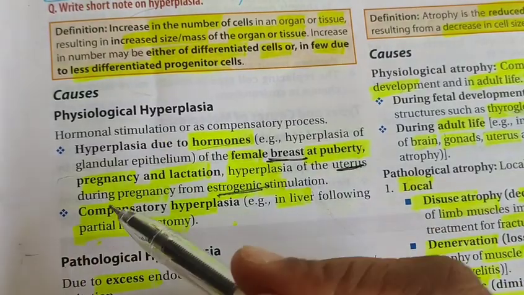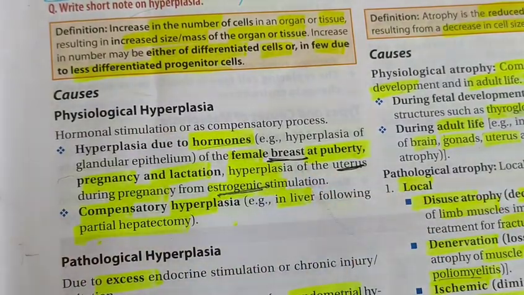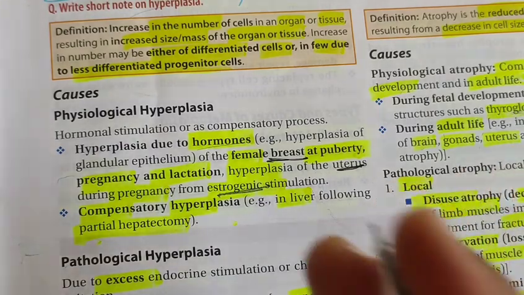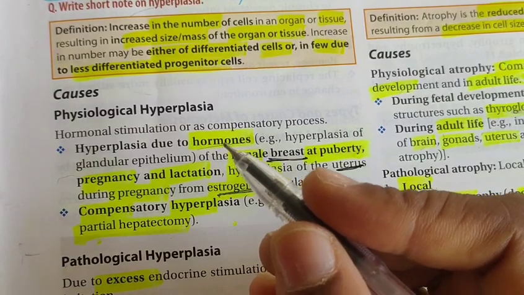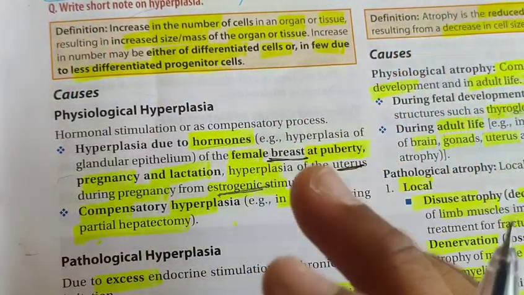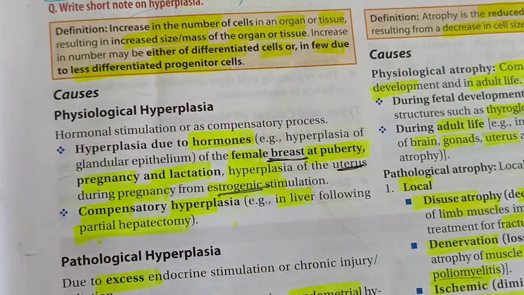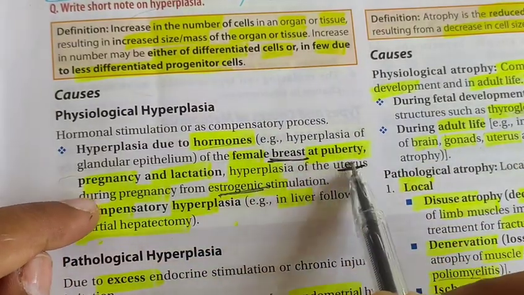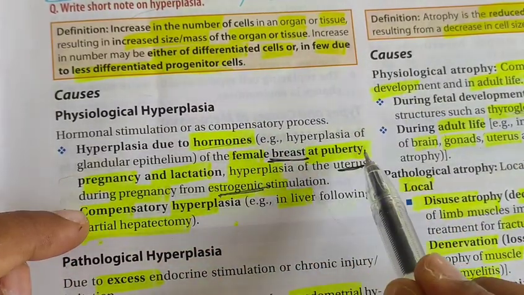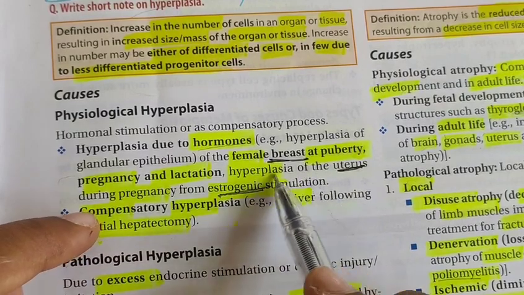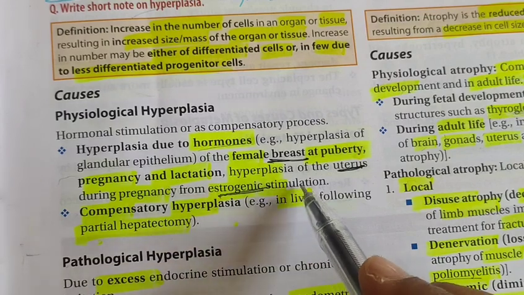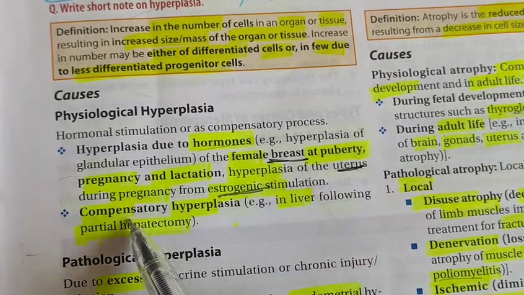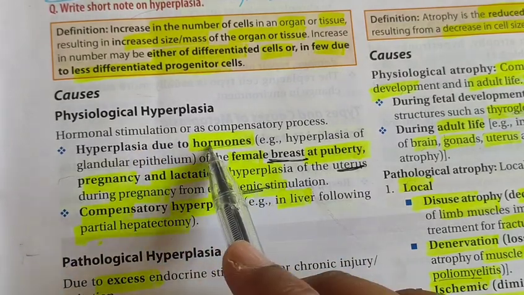The causes will be physiological causes and pathological causes. Physiological causes means it occurs in everybody, naturally. That is physiological hyperplasia. There are examples of physiological hyperplasia: the breast at puberty, pregnancy and lactation, and the uterus during pregnancy. These are hormonal stimulation, specifically estrogenic stimulation. This is hormonal hyperplasia.